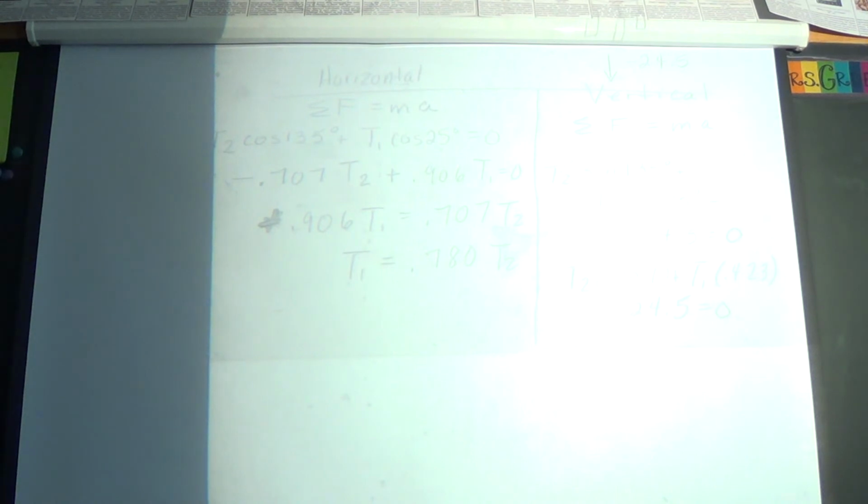All right, so now we're going to come down the vertical side. Sum of the forces equals MA. How many vertical ones, Alex? 3. So I had T2 sine 135, and I'm adding T1 sine of 25 minus, remember the weight was downward, 24.5 equals 0.